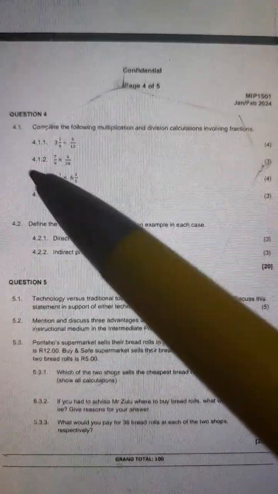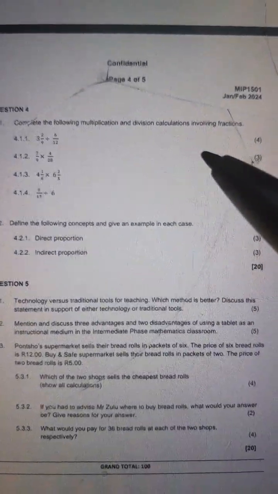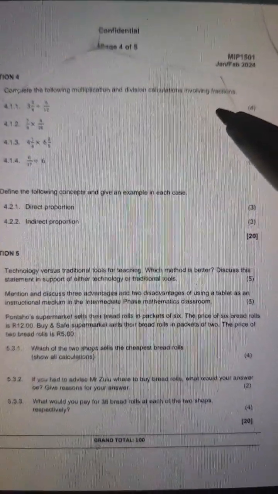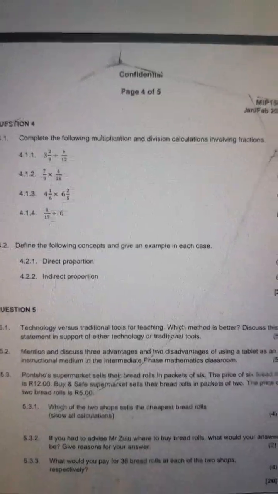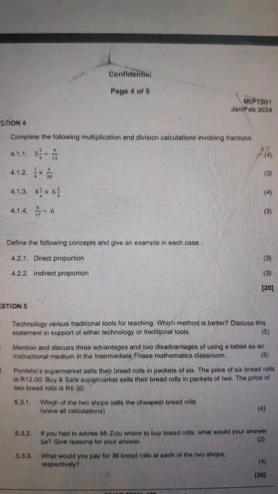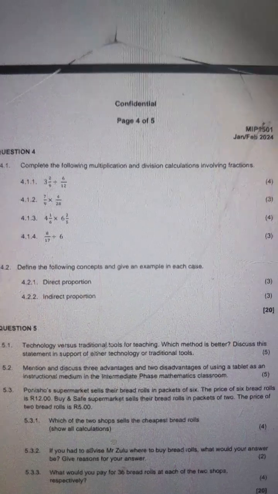Question four, guys, it says complete the following multiplication and division calculation involving fractions. So the first question, we are given three whole number and a proper fraction, which is 2 all over 9, divided by 6 all over 12. So that's 4 marks. Let's work out this 4.1 first.